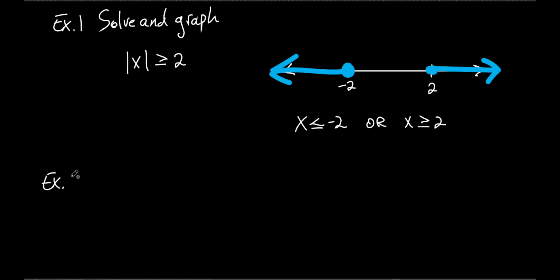Now we're getting a little trickier. Not a whole lot, but just a little bit. So again, it says solve and graph. Solve and graph. And as we're going to do, it's absolute value of 2x minus 7. So we've got some stuff inside of here now, so we're going to have to do a little bit of work.